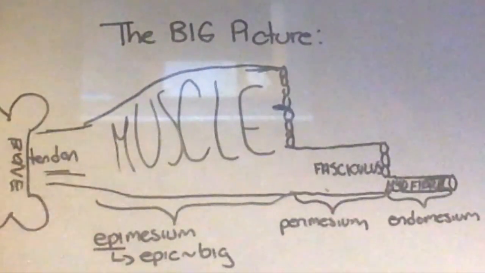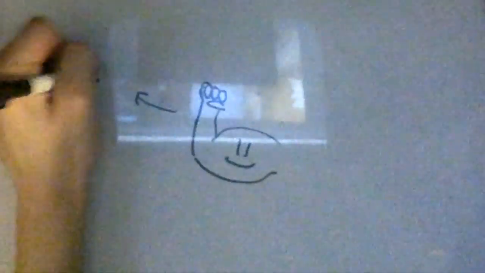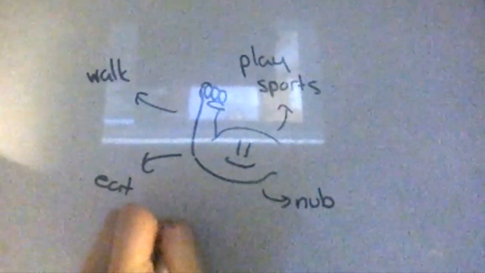Muscle connects to tendon, which in turn connects to bones. This design is what allows you to do all sorts of things like walk, eat, play sports, and the list goes on. What a great design.